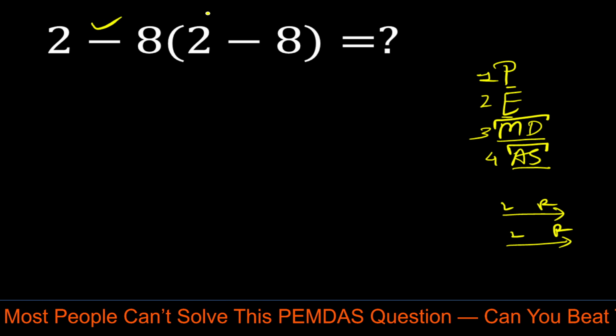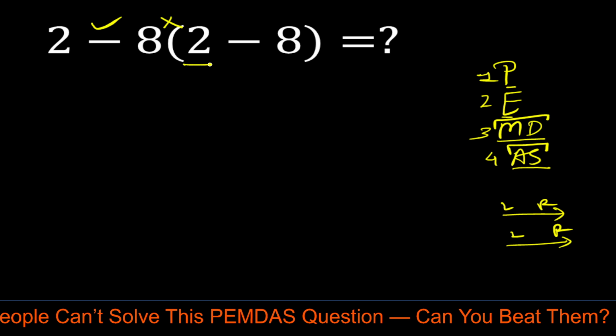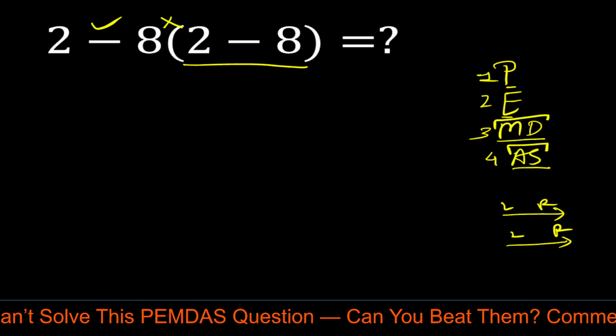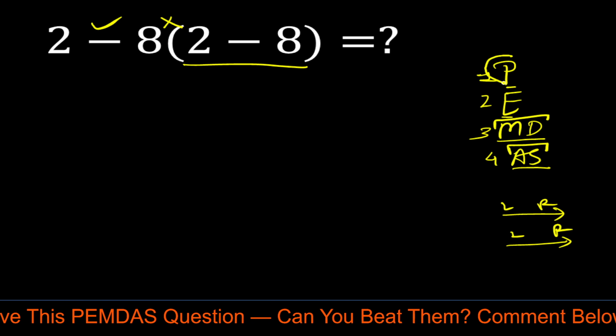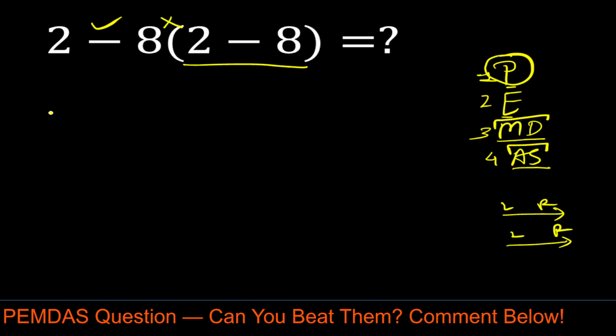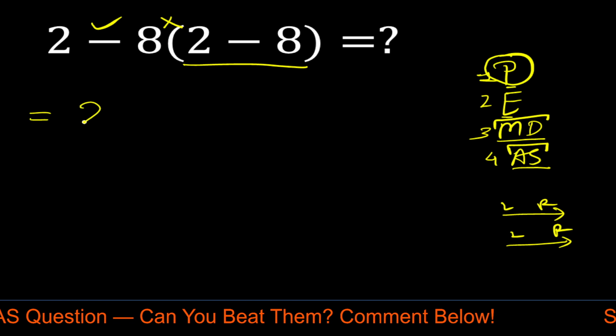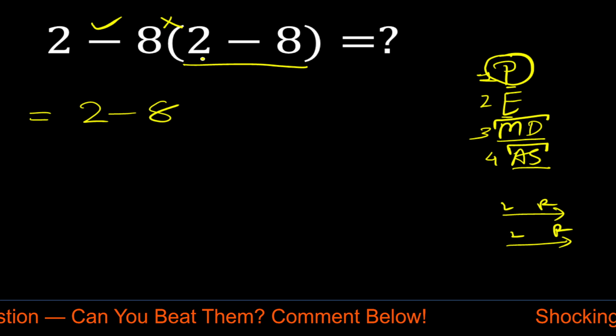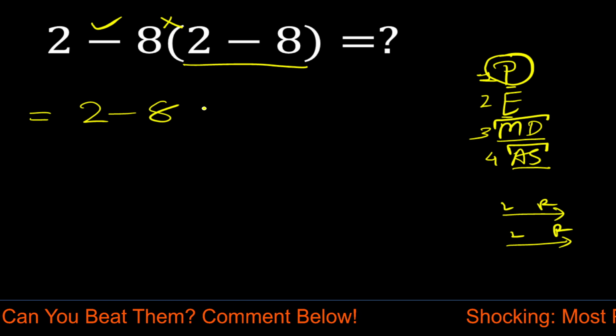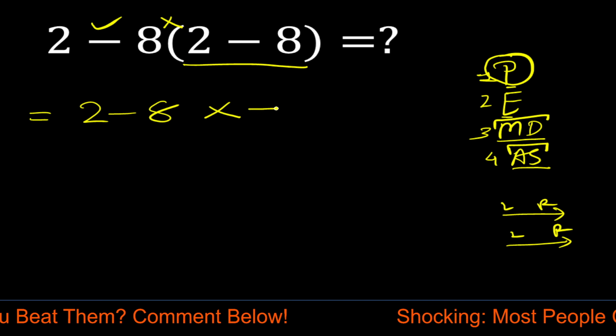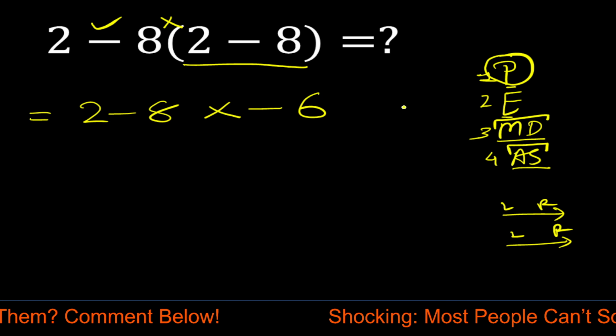So in this question, here we have subtraction, here multiplication, and here we have one parenthesis, right? So according to the PEMDAS rule, first we have to solve the parentheses. So now 2 minus 8. Now solve this parenthesis. 2 minus 8 is equal to minus 6. So times minus 6, right?